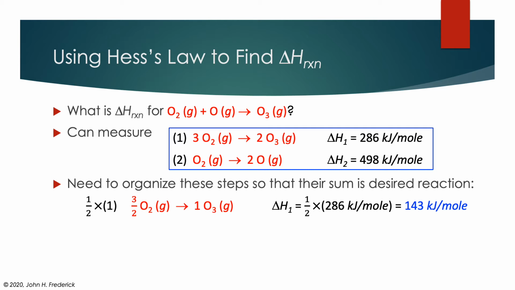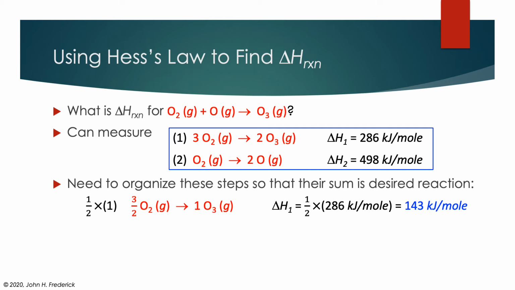That means we're going to have this sort of odd creature, 3/2 times an oxygen molecule going to one ozone molecule. In order to find the delta H for this, it would just be the 1/2 times the enthalpy change for the original reaction. So it's 1/2 of 286. So the enthalpy change for this 3/2 O2 going to 1 O3 is 143 kilojoules per mole. Now what about the other stuff?